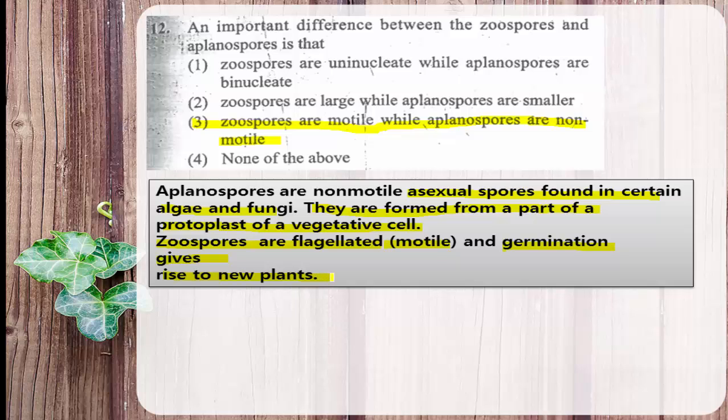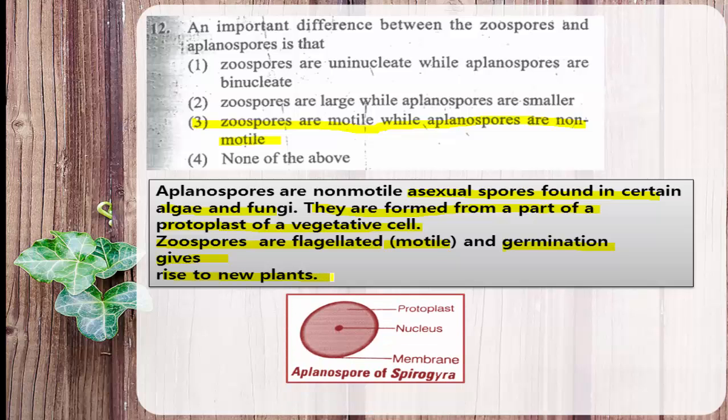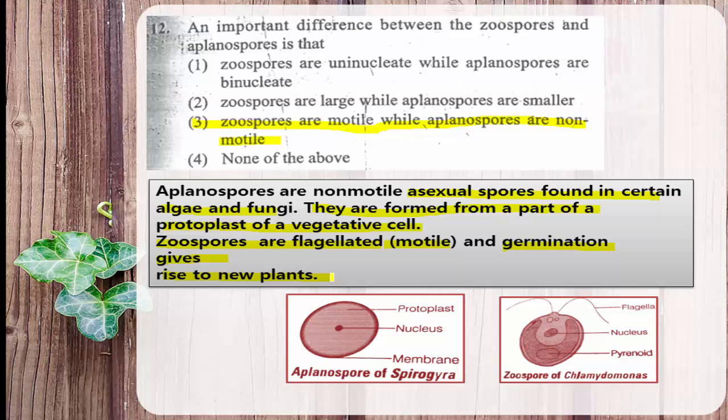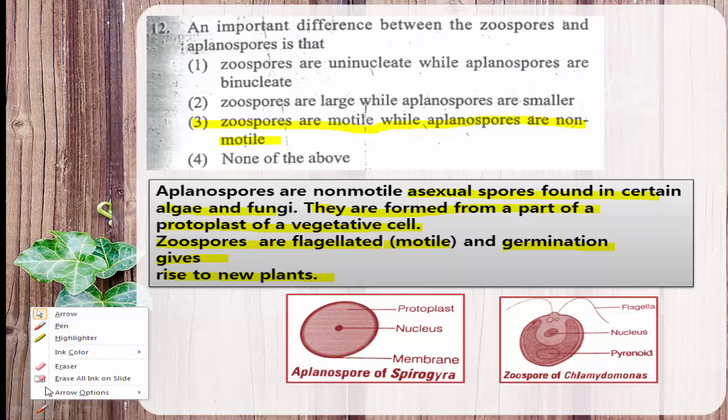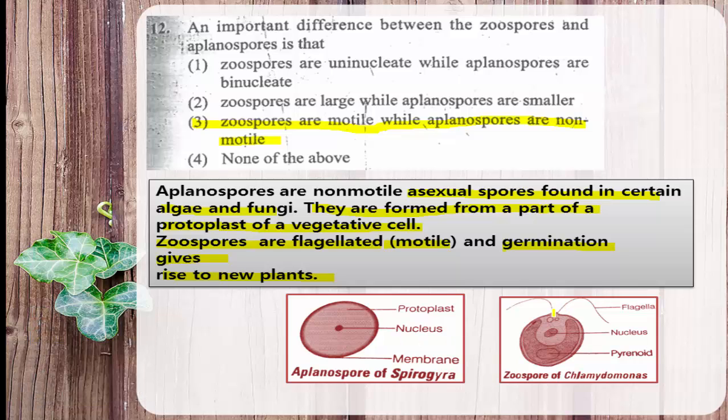And aplanospores are non-motile. Here is the image of aplanospore of Spirogyra, which is an algae, and it is the zoospore of Chlamydomonas, which is also an algae. In the zoospore you can see the presence of flagella, and due to the presence of flagella, the zoospores are motile in nature, whereas for the aplanospore no locomotor structure or flagella is absent. Therefore aplanospores are non-motile. So the right answer for this question is option 3.